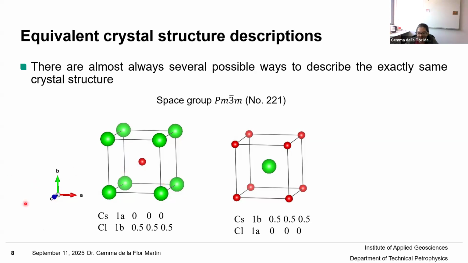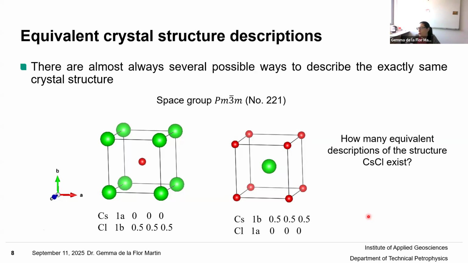In this case, the equivalence of those descriptions is easy to recognize. So we can go from one structure to the other just by a simple translation of the type 1/2, 1/2, 1/2. However, in many other cases, it is not simple to recognize whether two differently documented structures are alike or not. So here the question that arises is how many equivalent descriptions of the structure of cesium chloride exist?